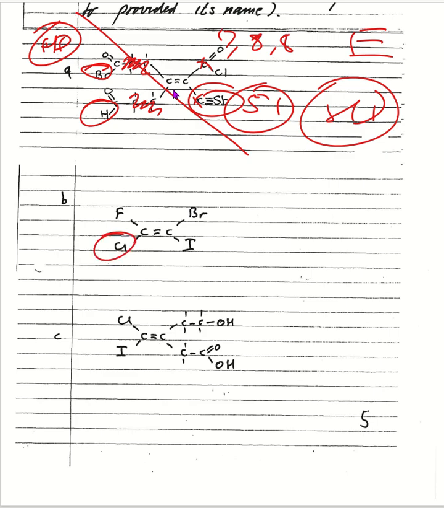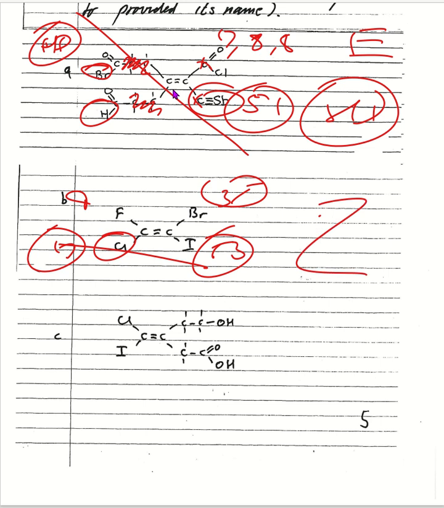Here I have, over here, high priority is the chlorine, 9 against 17, obviously 17 wins. And then I have iodine, which is 53, against my bromine, which is 35, so that's high priority there. So my two high priority groups here are on the same side, below the carbon and the double bond, that's Z. Here I have chlorine versus iodine, so I have 17 versus my iodine, which is 53, I think. Yeah, okay. So my iodine is high priority there.